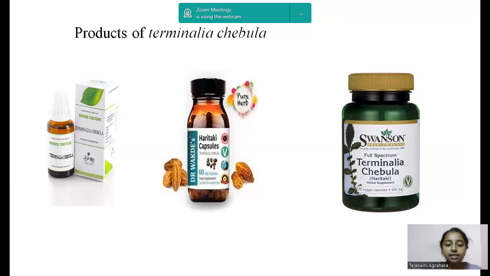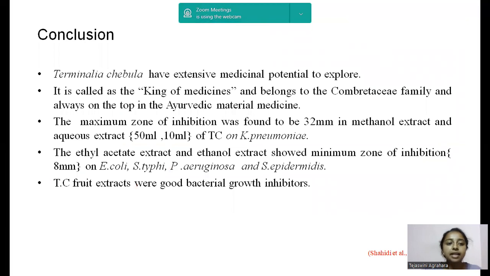Let's see the products. These are the products of Terminalia chebula. Conclusion. Terminalia chebula has extensive medicinal potential to explore, and it is called the king of medicine and belongs to the Combretaceae family and is always on the top in Ayurvedic materia medica.